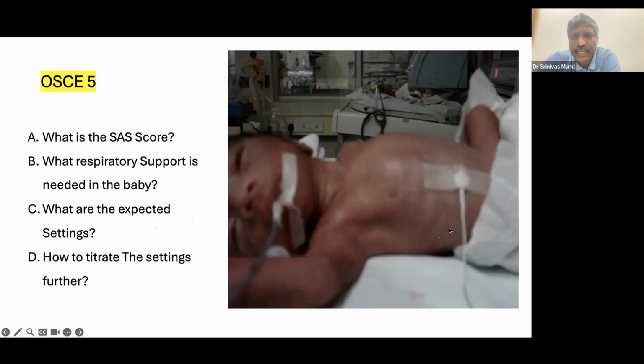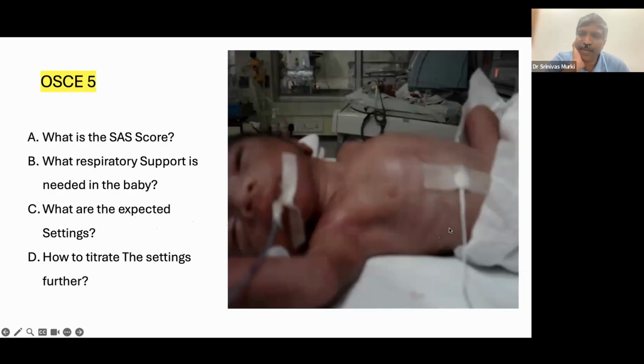Now, how do you titrate the settings further? So flow of 5, PEEP of 6, and FiO2 30%. How do you titrate further? How do you titrate PEEP or CPAP pressure, and FiO2? Just relate both. How do you titrate flow with what? CPAP pressure and FiO2 with what? Wonderful, wonderful. Okay. Flow. How do you titrate the flow? Is a flow of 5 uniform, or do we need to see something?